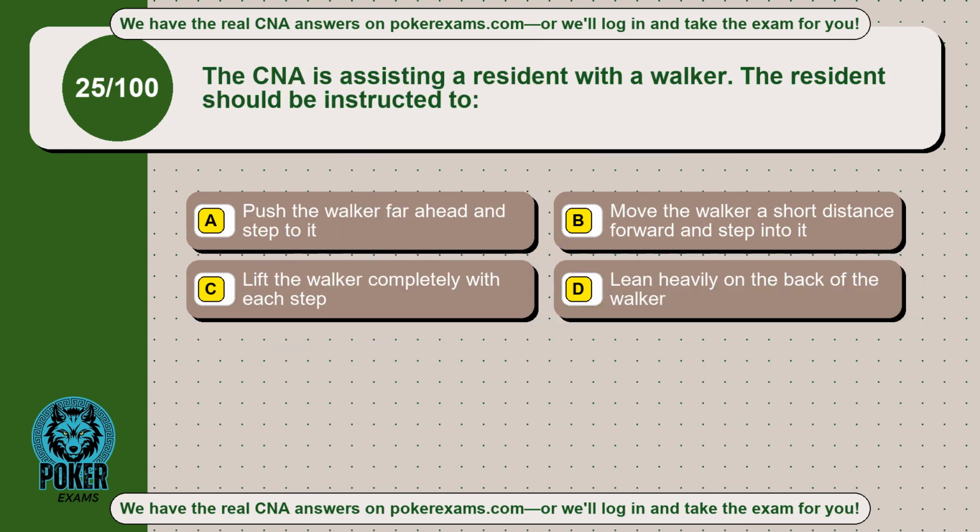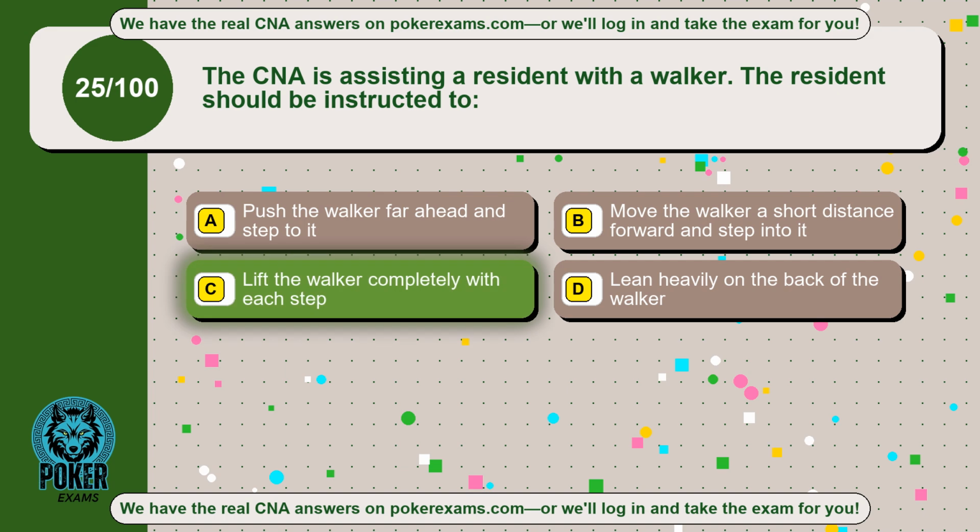Question 25. The CNA is assisting a resident with a walker. The resident should be instructed to: Option A, push the walker far ahead and step to it. Option B, move the walker a short distance forward and step into it. Option C, lift the walker completely with each step. Option D, lean heavily on the back of the walker.